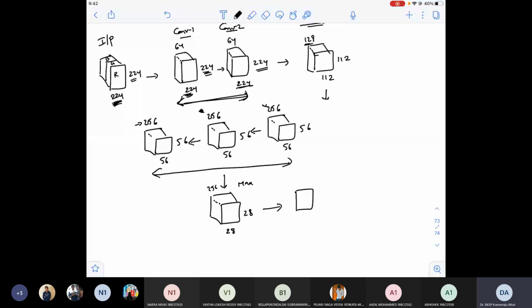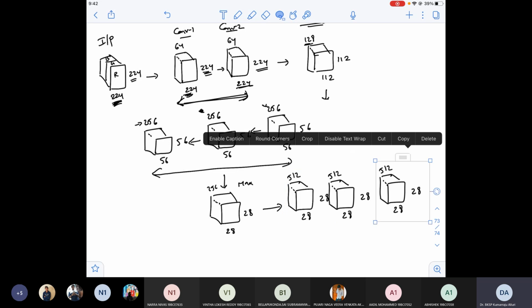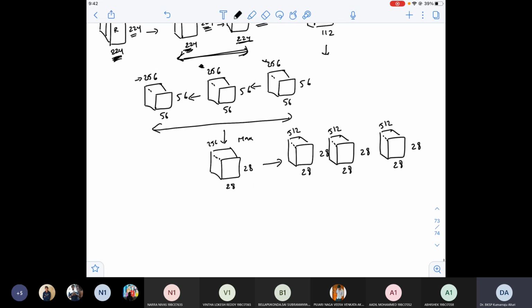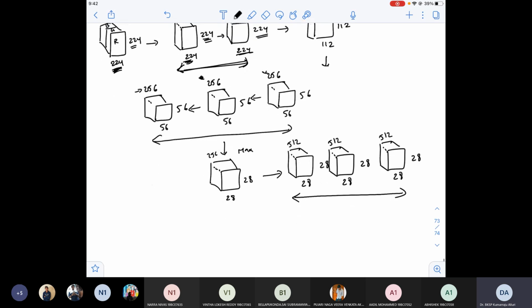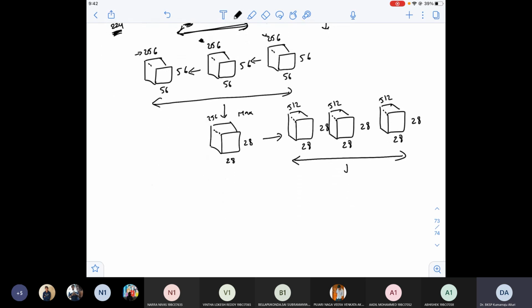After this again they've applied some convolutions. The convolution depth sizes, they want to maintain the size of 28 cross 28, and how many such 28 cross 28s? 512 such things. Again, I need to copy this 2 times. So again, this is a sequence of convolutions. And after that, they applied again a max pool.